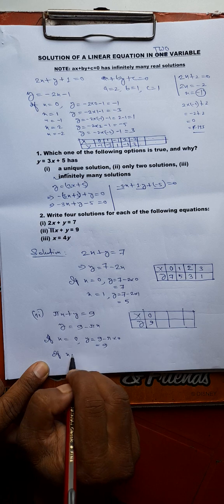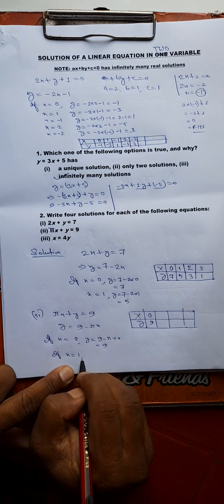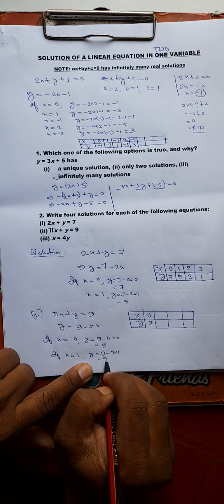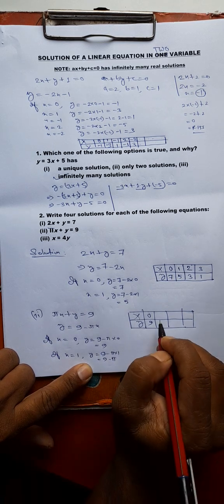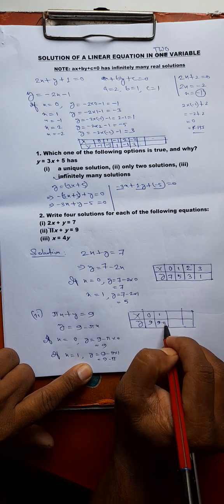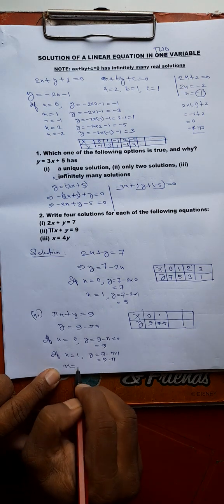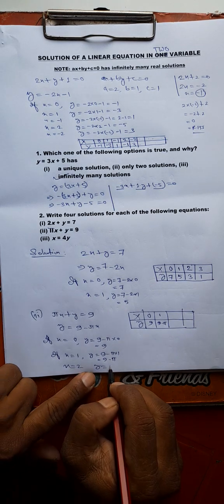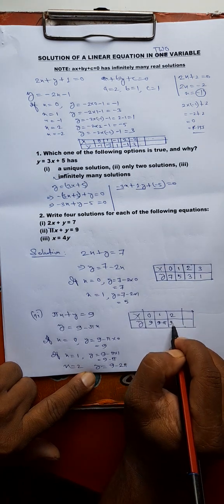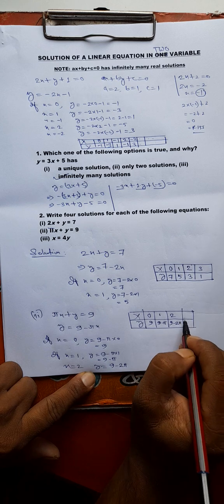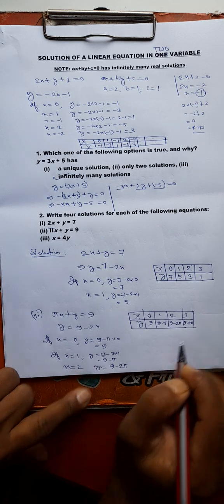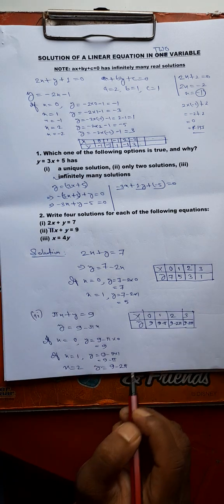If x equal to, suppose, 1, y equal to 9 minus pi into 1, 9 minus pi. If x equal to 2, y equal to 9 minus twice of pi. So if x equal to 3, y equal to 9 minus 3 pi, right? So we get 4 pairs of solutions for this linear equation.